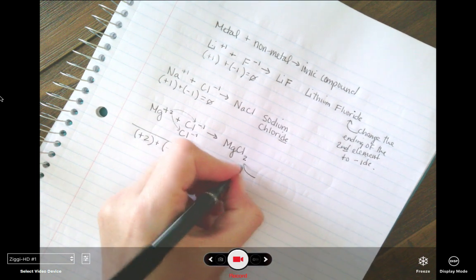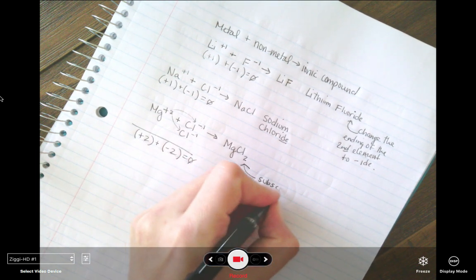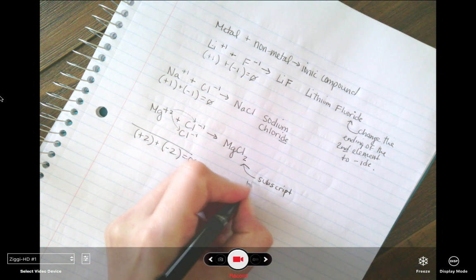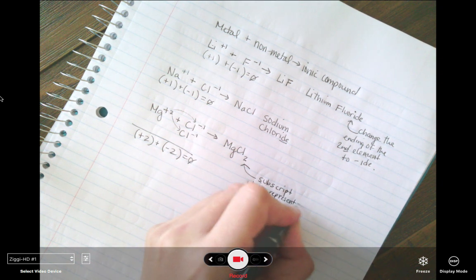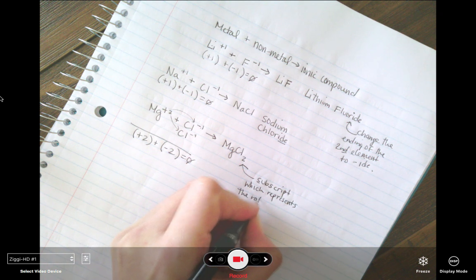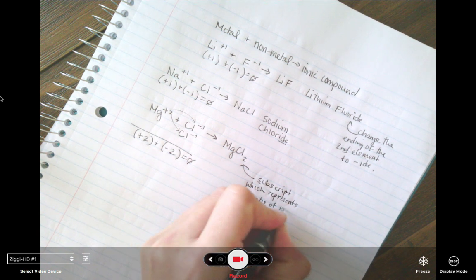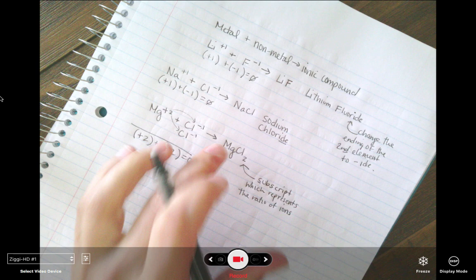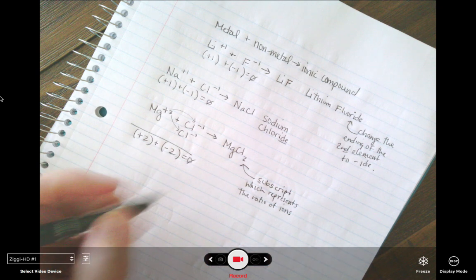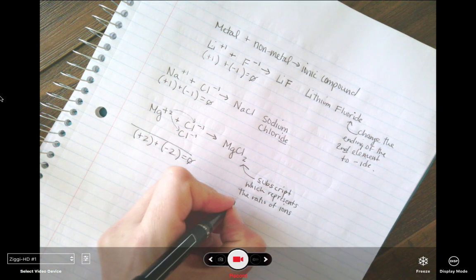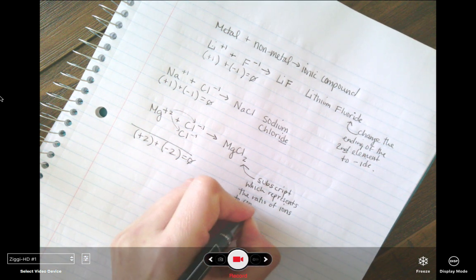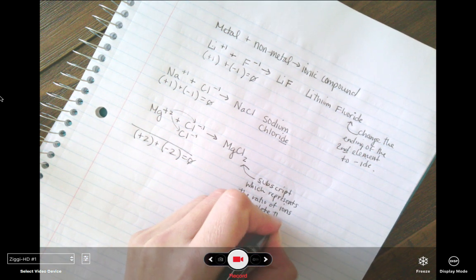So this number right here is called a subscript, which represents the ratio of ions, either a cation or an anion, which represents the ratio of ions to complete the octet rule.